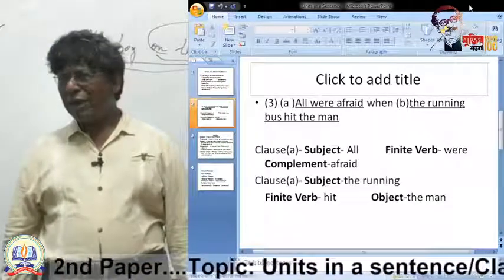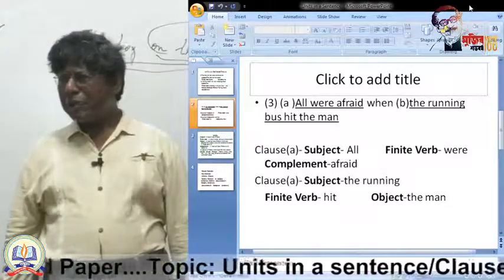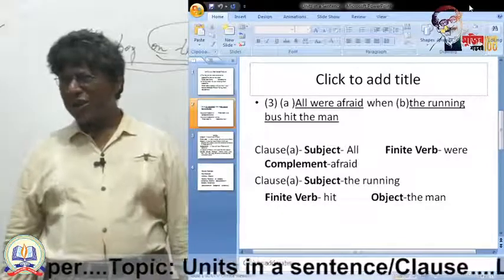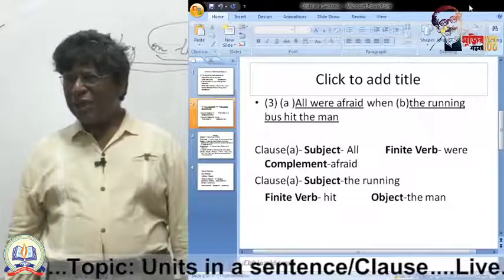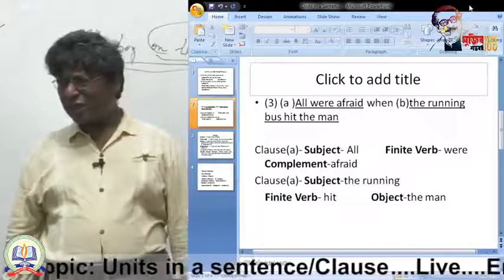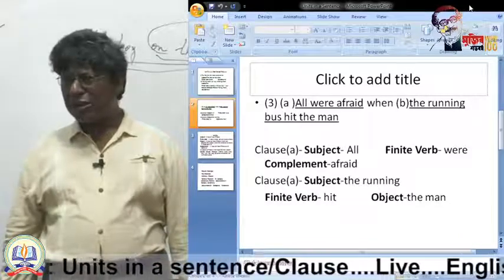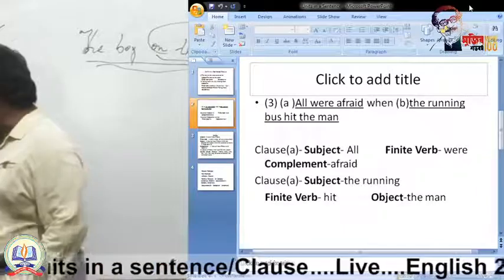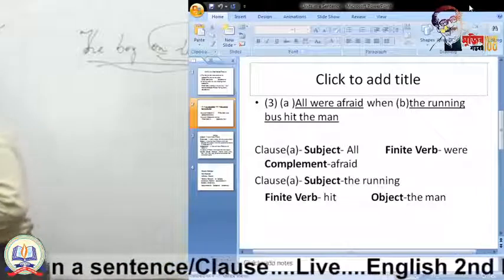And clause number 2, or clause B, contains the subject, the running bus. The running bus is the subject, not only running.